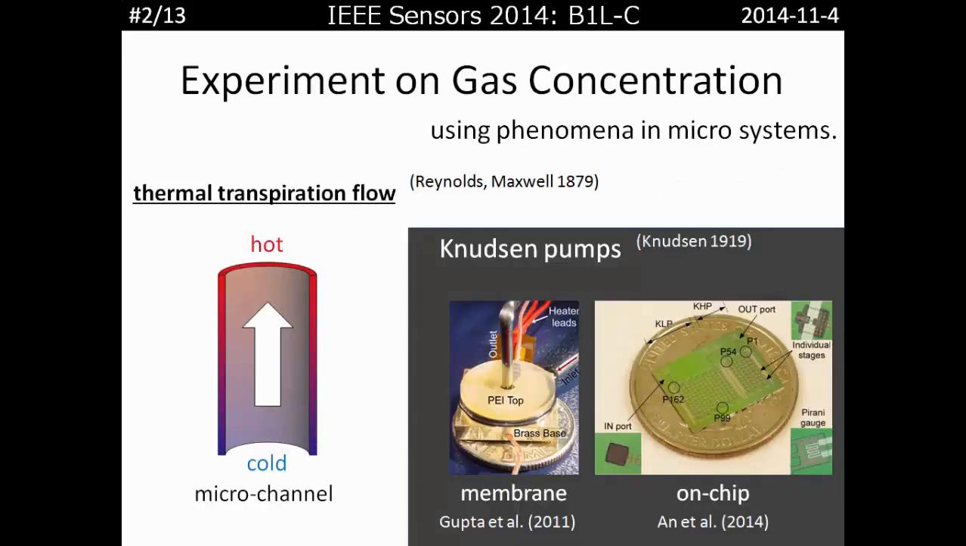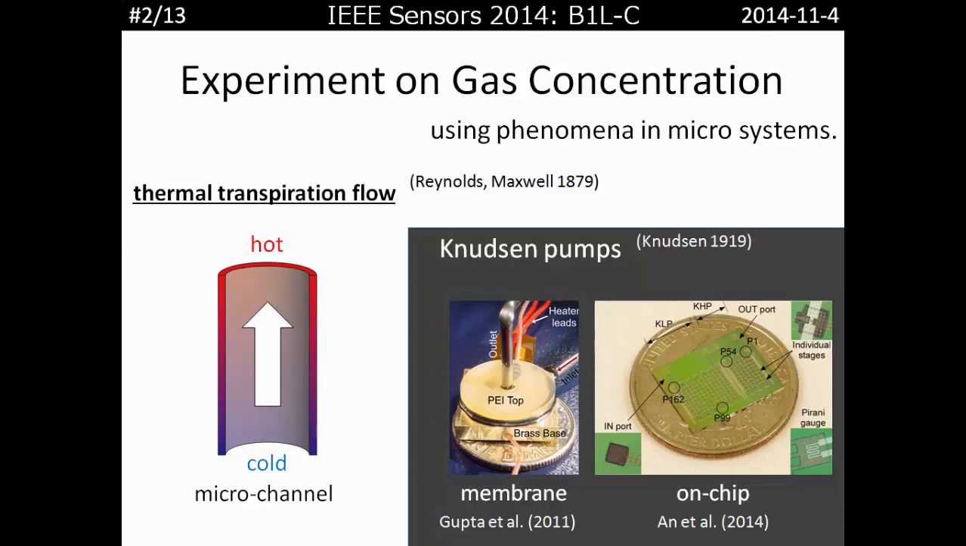In microsystems, we have various phenomena which are not seen in macroscopic systems. For example, if there is a temperature gradient through a microchannel, gas flows from the cold part to the hot part. This is called thermal transpiration flow. One direct application of this flow is a motionless pump called the Knudsen pump. In the present talk, we focus on the gas species dependency of this flow and demonstrate the capability of Knudsen pumps as gas concentrators.